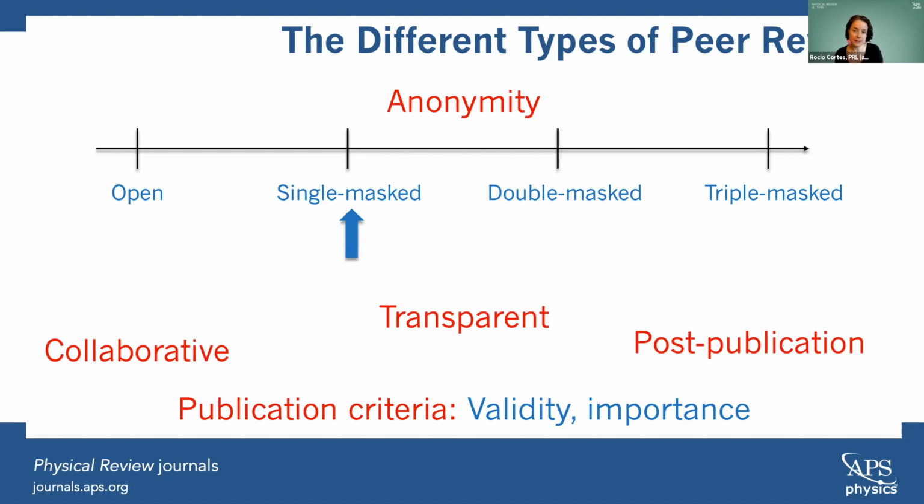As I said, the type of peer review that we do at the Physical Review journals is single mask, but I think it's good that you know that there are also these other types of peer review out there.